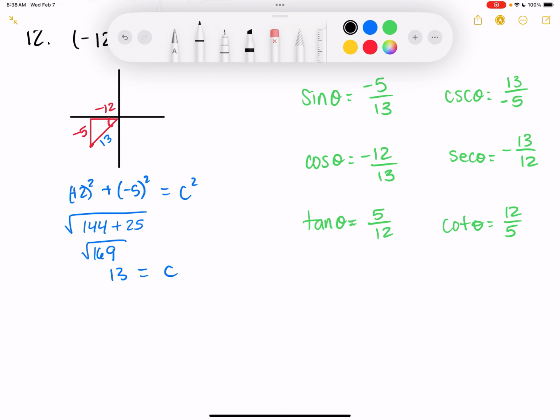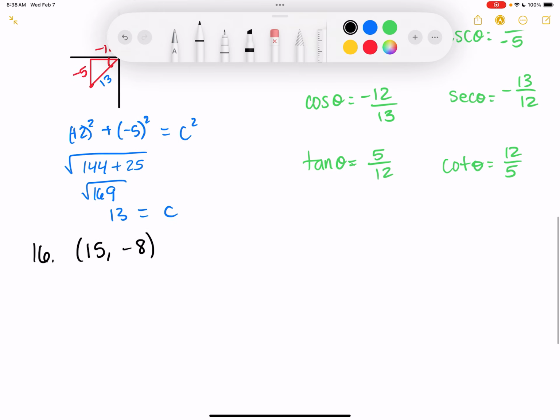All right. Let's do another one in a different quadrant. 15, -8. So where is this point going to be? You can tell me bottom or top, right or left. Bottom right. X is positive, because it's like 1, 2, 3, 4.